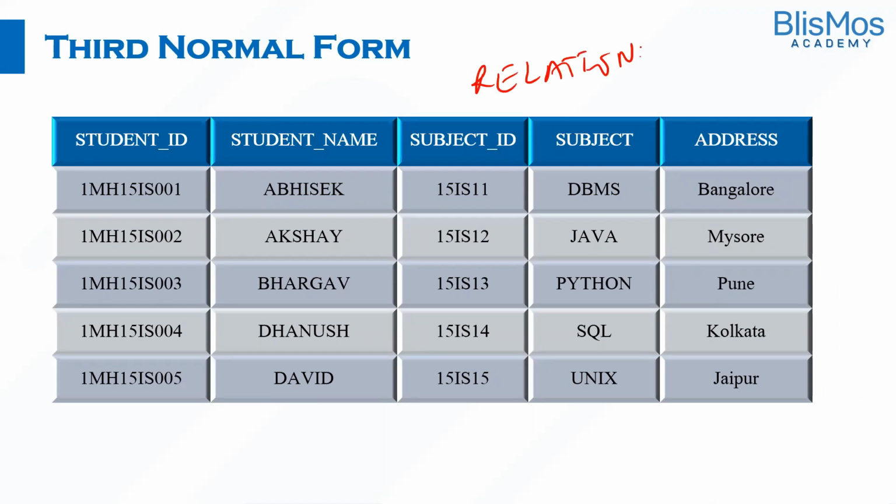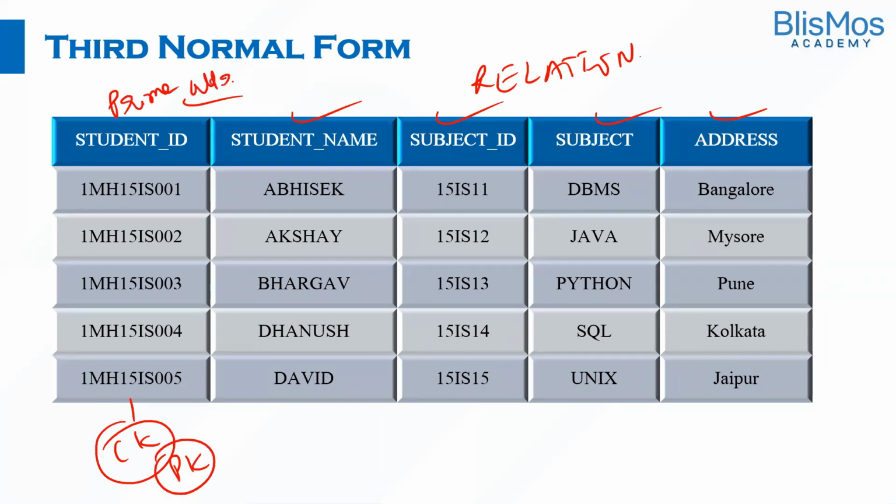This relation has some 5 columns: student ID, student name, subject ID, subject, and address. So if you see here, this is the candidate key. You can say this is a primary key or prime attribute, right? So all other attributes are in a way non-prime attributes.